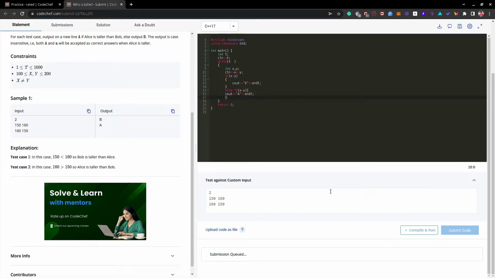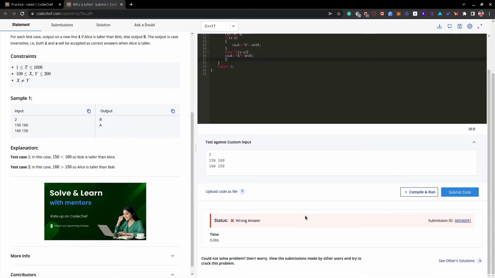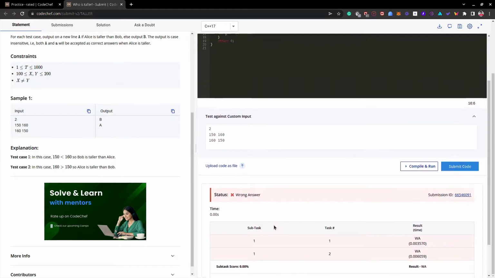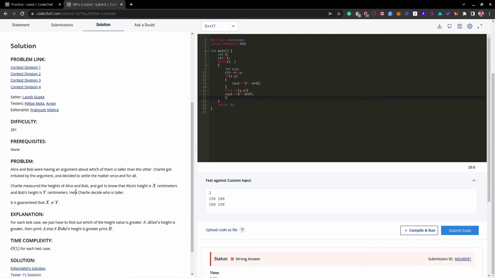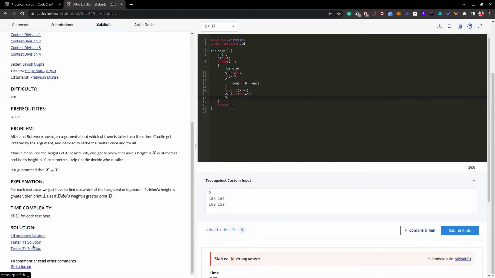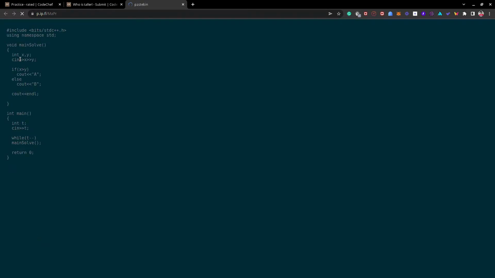Now let's check it. I hope it will work, I hope so. Okay, it's the wrong answer, so let's check the solutions. Just let me check the solutions. Yeah, they are taking the input. Integer means these are... they're creating another function for doing the calculation stuff.